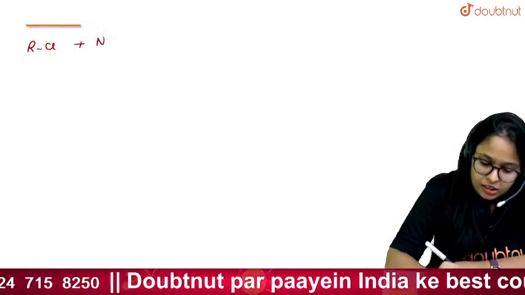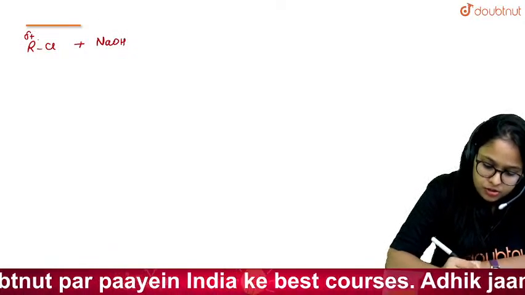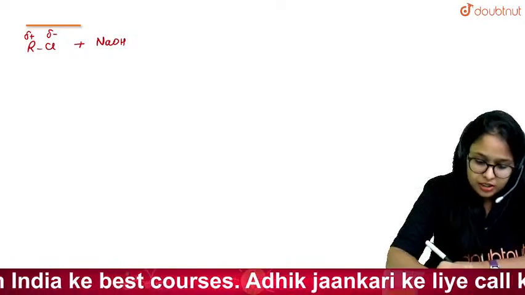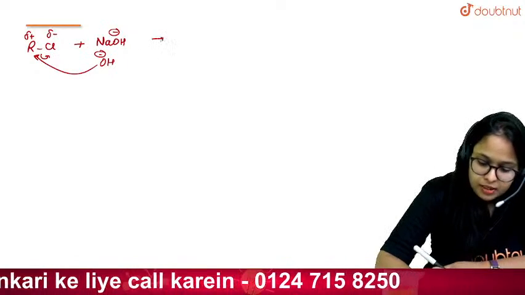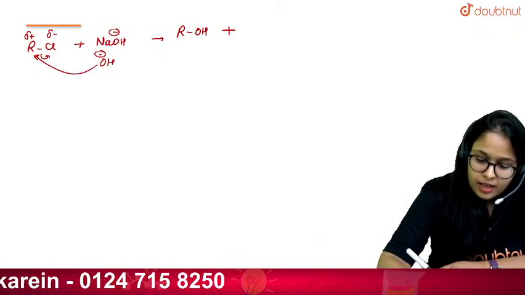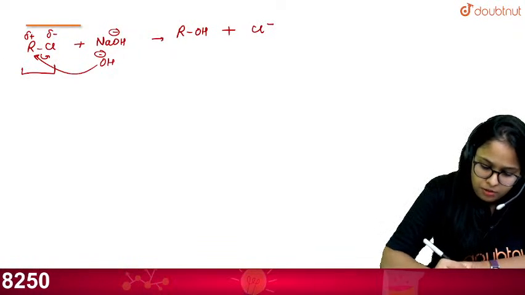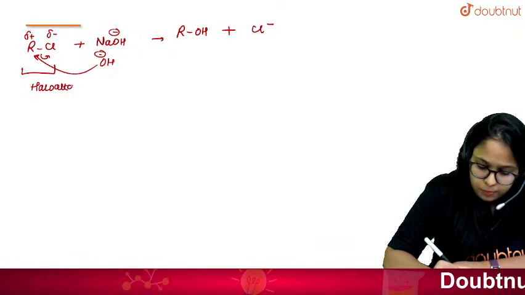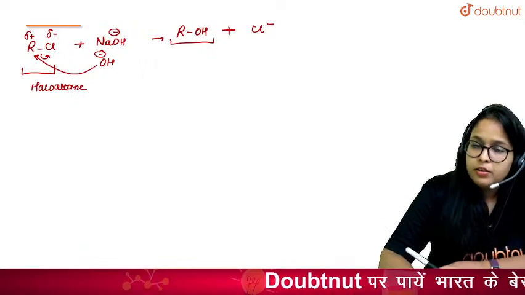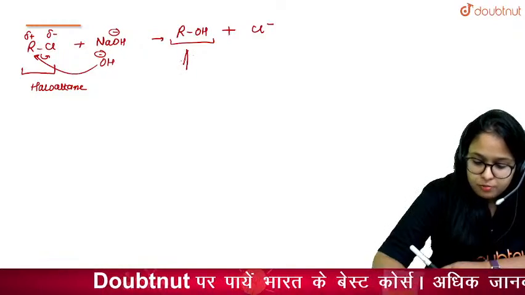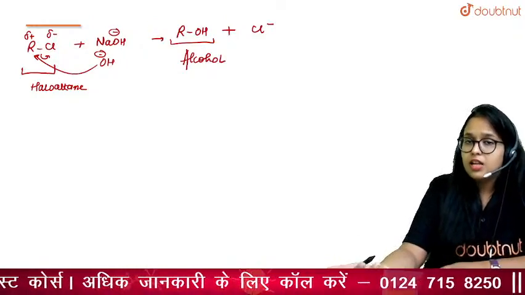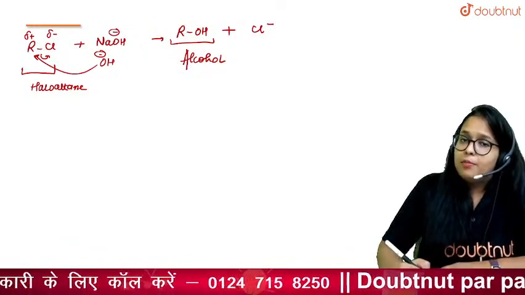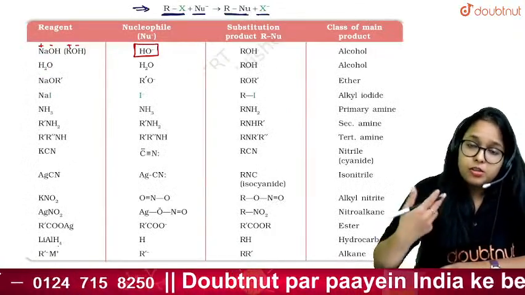What happens if RCl is reacted with NaOH? As you know, R develops a positive charge because Cl is more electronegative. OH minus acts as a nucleophile. OH minus attacks R, removes Cl, it forms a new bond, and Cl minus is released. From your haloalkanes, a new functional group has been formed. This functional group is known as alcohol. So if you react your haloalkanes with OH minus ions, you can form alcohols.